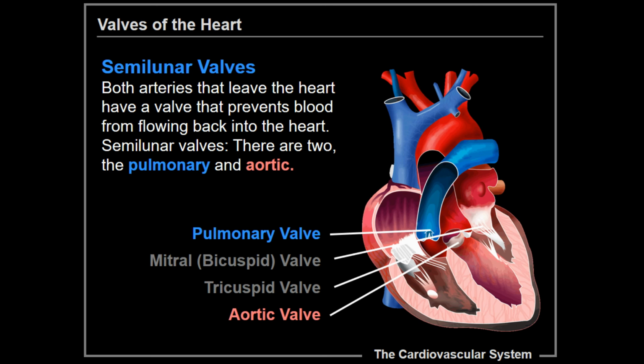The semilunar valves: both arteries that leave the heart have a valve that prevents blood from flowing back into the heart. Those are known as the semilunar valves. The one, again, at the base of the pulmonary trunk is called the pulmonary semilunar valve. And the one at the base of the aorta is called the aortic semilunar valve. So here is the base of the pulmonary trunk. We see the pulmonary semilunar valve. And then again, here at the base of the aorta would be the aortic semilunar valve.